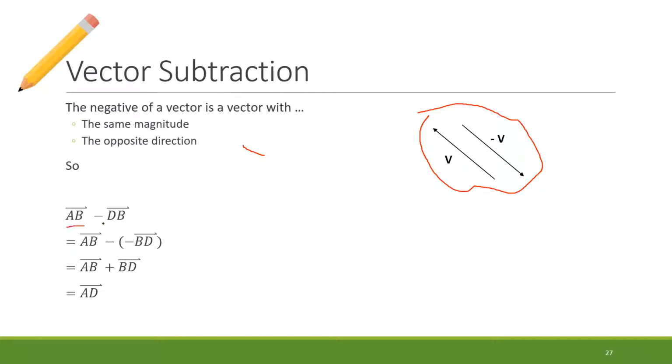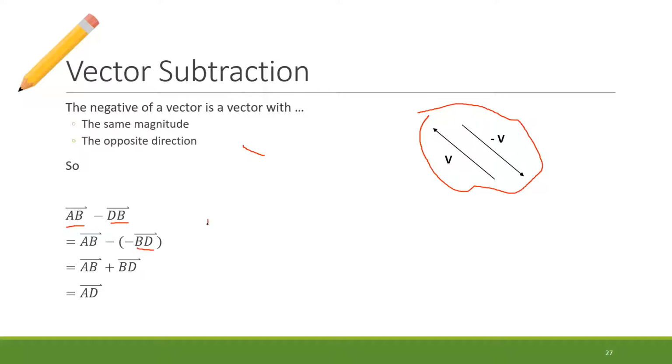AB minus DB. Now you can't actually subtract vectors like this, right? But what we could do is add the negative vector. So what's that? Well, if we're subtracting DB, the negative of DB is BD. Why? Because BD is in the opposite direction of DB.